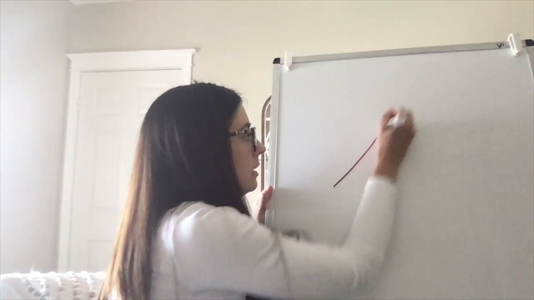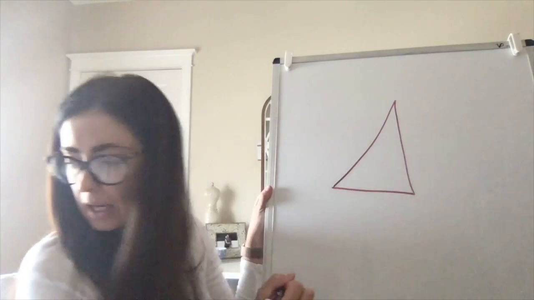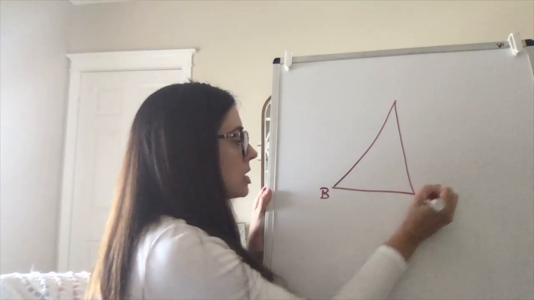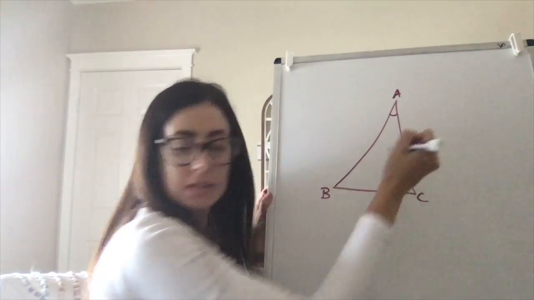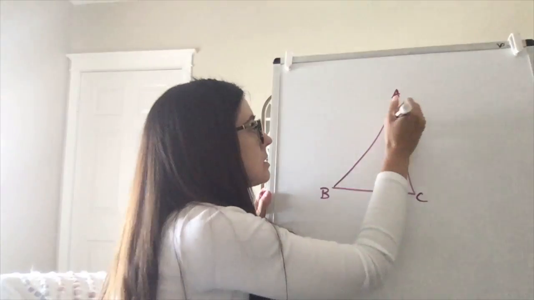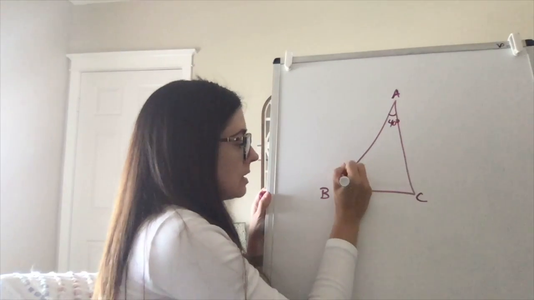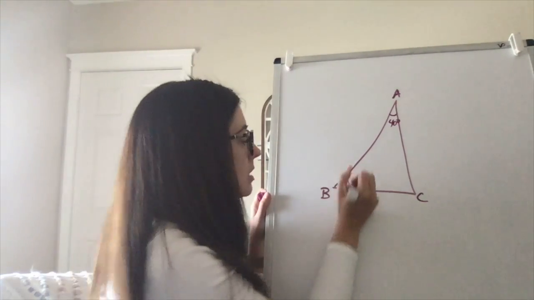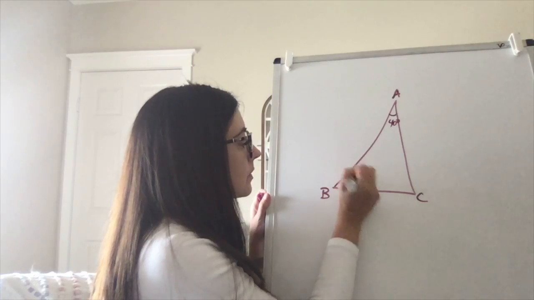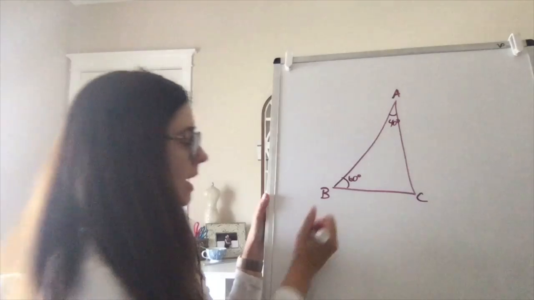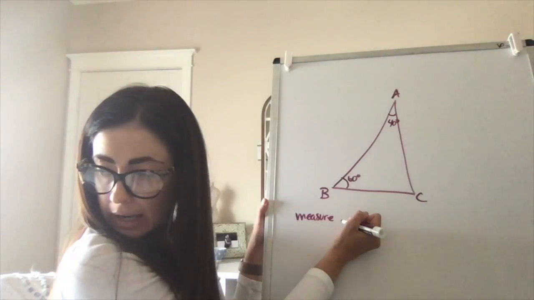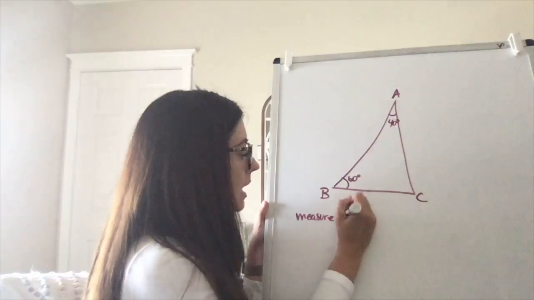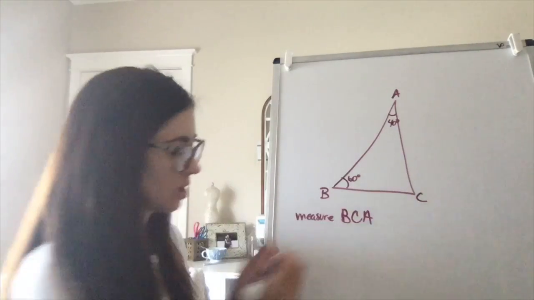We have a triangle and we have to analyze using the information that we know to be true. And this says that this is 40 degrees. This says that this is 60 degrees. All right, and it asks us to find the measure of angle BCA.